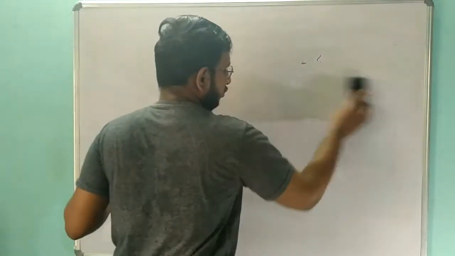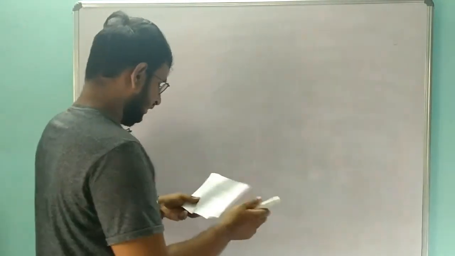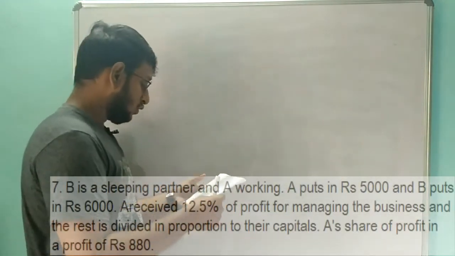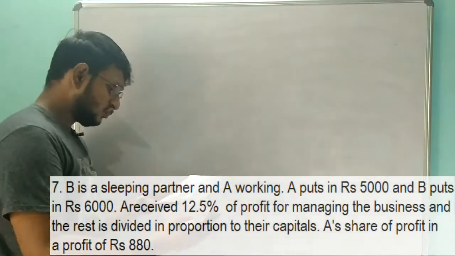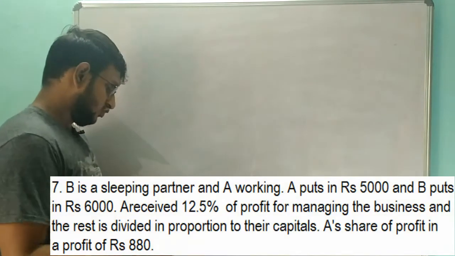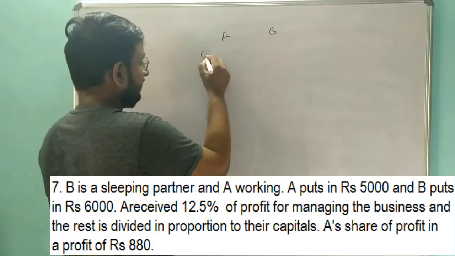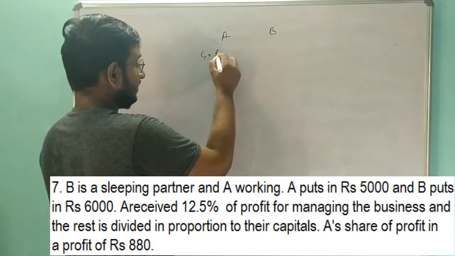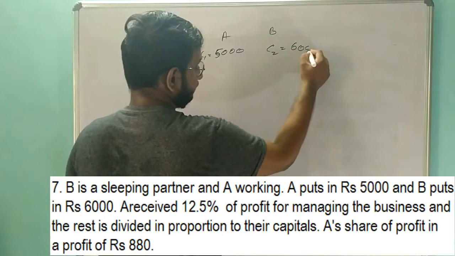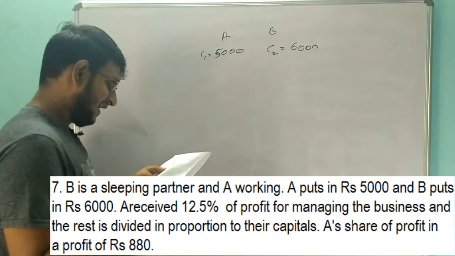We have seen almost 5 questions, and all these 5 questions are very simple. But now let's move a step further and see some moderate type of questions. This is the 6th question. B is a sleeping partner and A is working. A puts in 5,000 rupees and B puts in 6,000 rupees. So there are A and B, and their investments are 5,000 and C2 is 6,000 respectively.